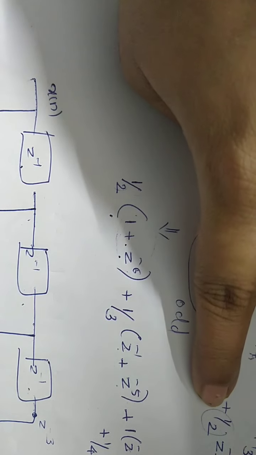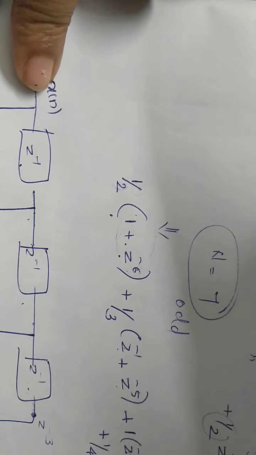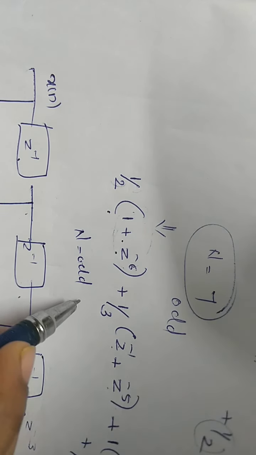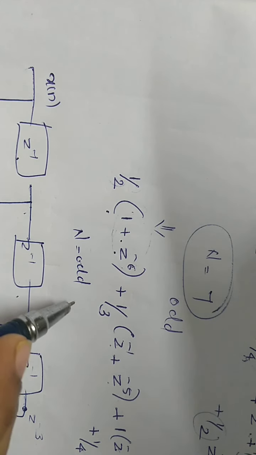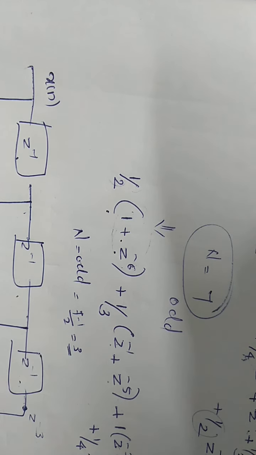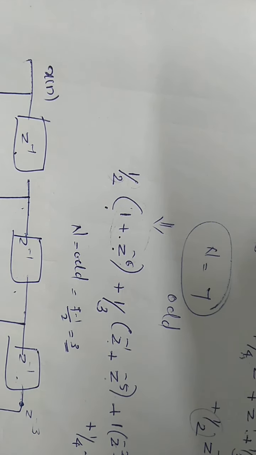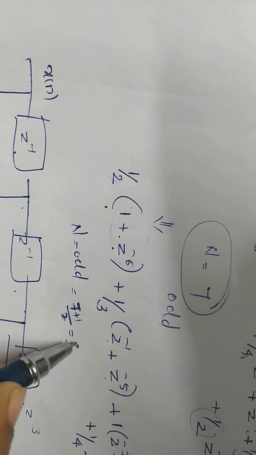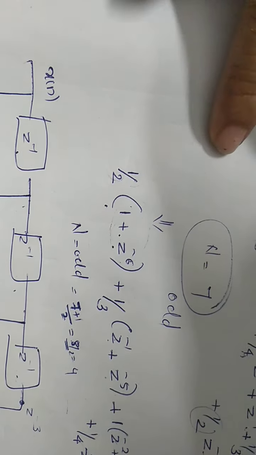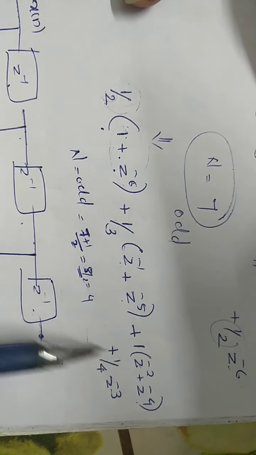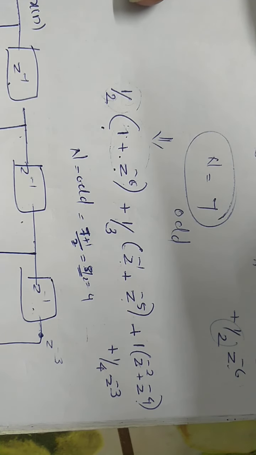Okay, so let's check the number of multipliers. If N is odd, the number of multipliers required is N plus 1 by 2. Sorry, not N minus 1 by 2, N plus 1 by 2, that means 8 by 2, 4 multipliers required. So here 4 multipliers: 1/2, 1/3, 1 and 1/4. 4 multipliers required. This is the type of realization when N is odd. Okay.